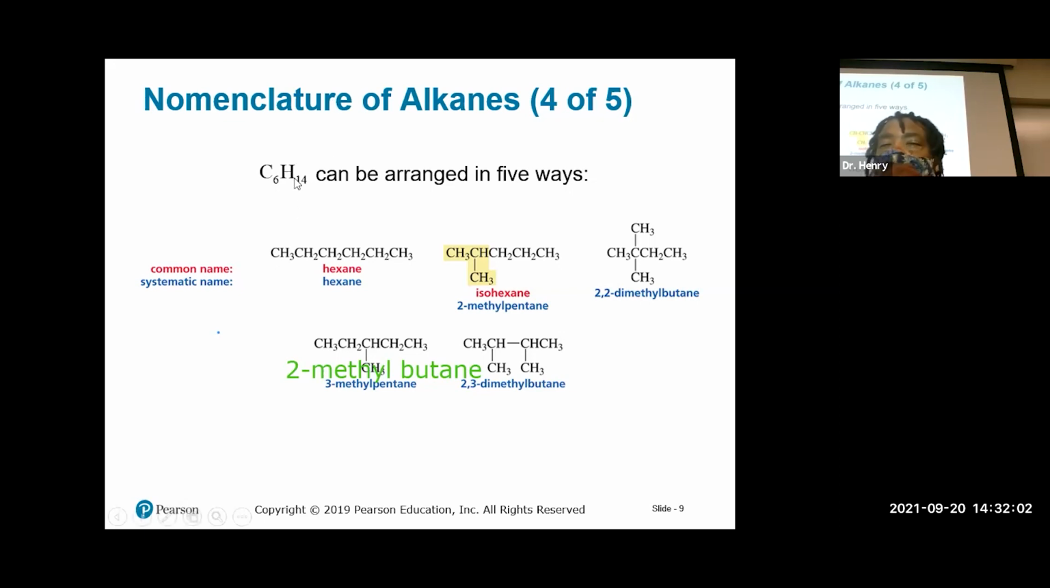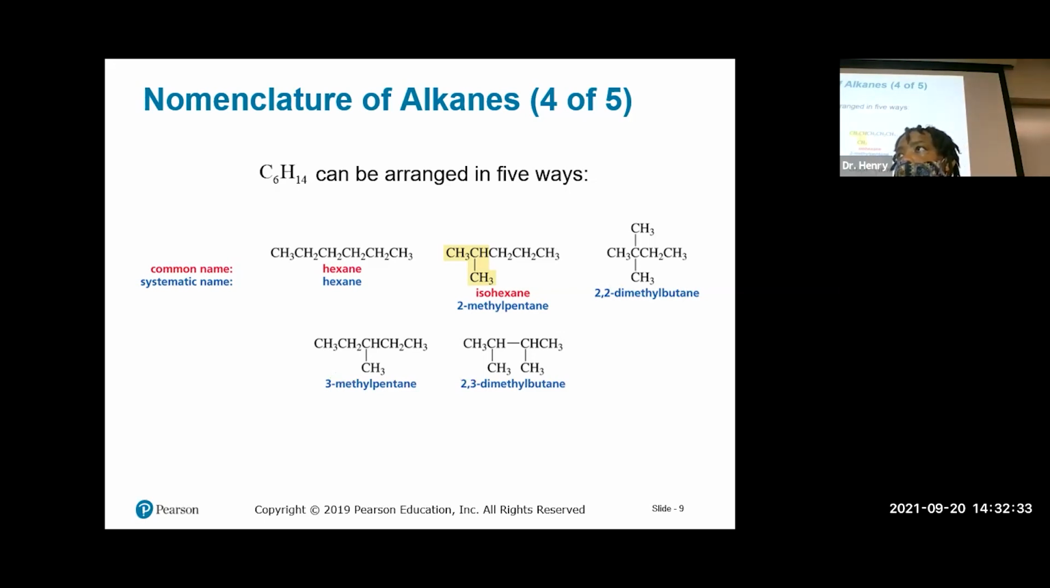Okay, so 6 carbons. 6 carbons is going to be called hexane. So this guy is called n-hexane, or it would just be called hexane. And when they make reference to the systematic name, they're just making reference to the IUPAC nomenclature.